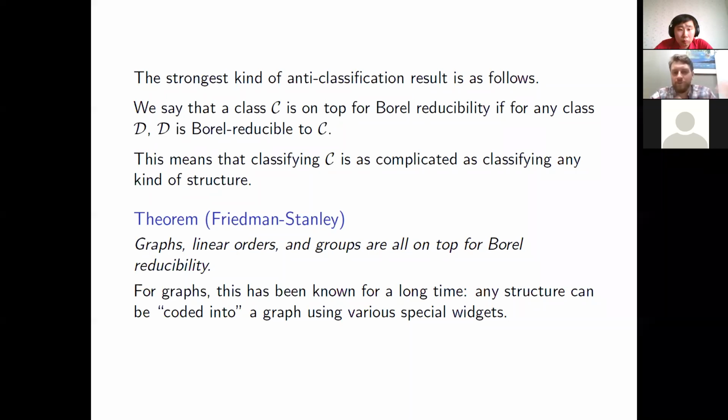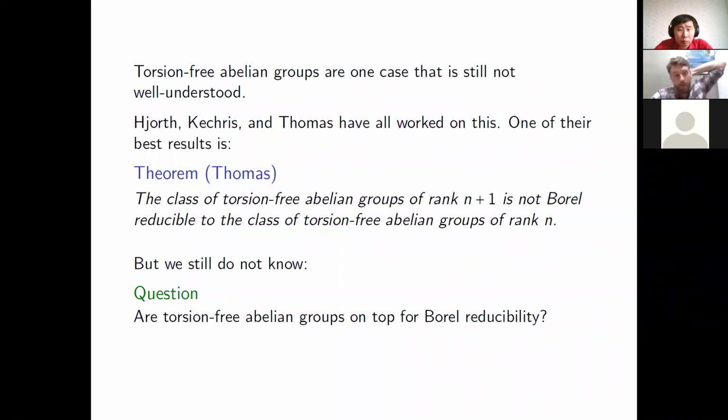And then you have to show there are actually hard problems, but yeah. So this is an anti-classification result, right? So for graphs, linear orders, groups, there's no good classification of these things up to isomorphism. One case that's still not understood very well is the case of torsion-free abelian groups, right? Before, when I said groups, I meant non-abelian groups potentially. But if we look at torsion-free abelian groups, this is still not very well understood.